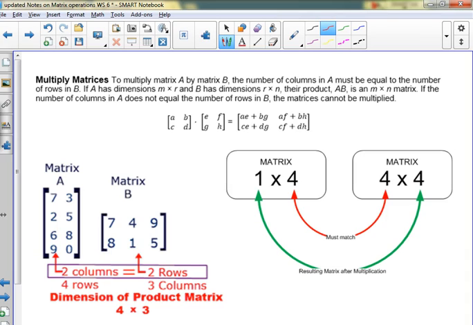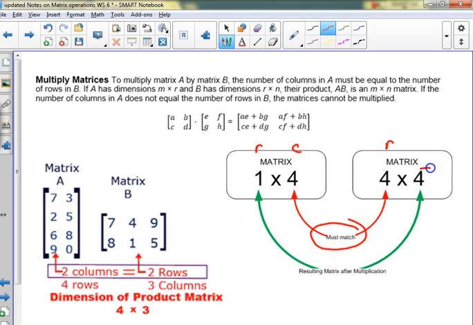There is a question on the final that says, can you multiply matrix A by matrix B? And this is what it says. To multiply matrix A by B, the number of columns in A must be equal to the number of rows in B. So if you have a 1 by 4 matrix and you want to multiply it by a 4 by 4, that's okay. These numbers must match. The number of columns in the first one has to be the number of rows in the second one, in order to be able to multiply them.